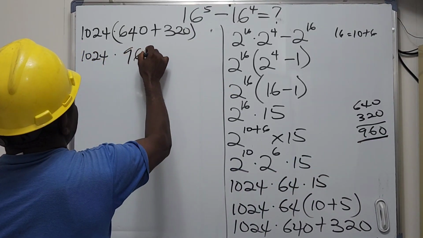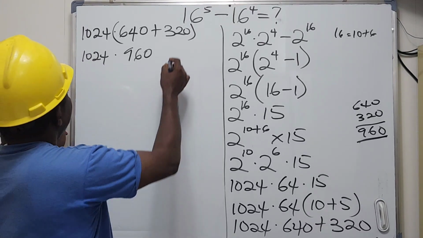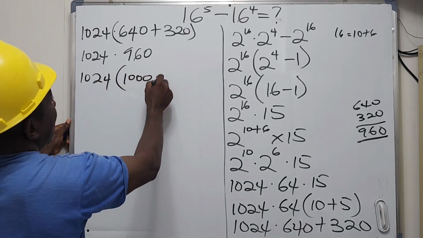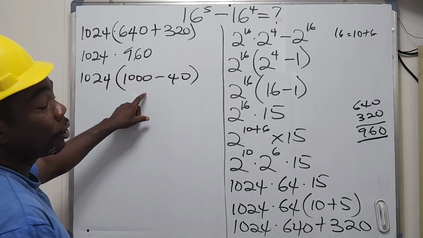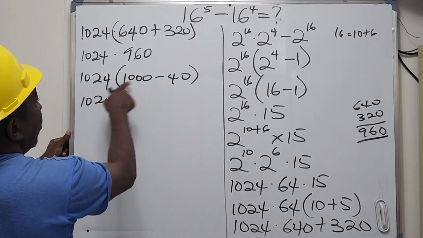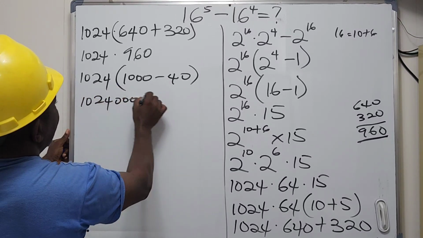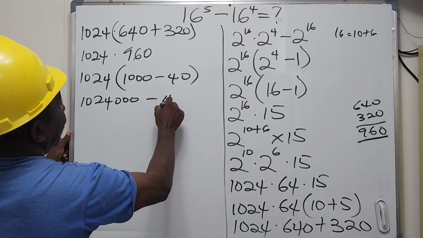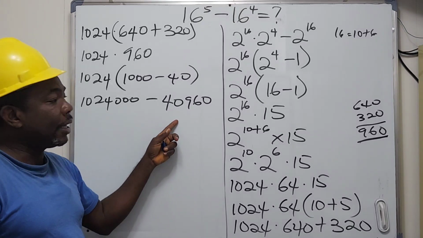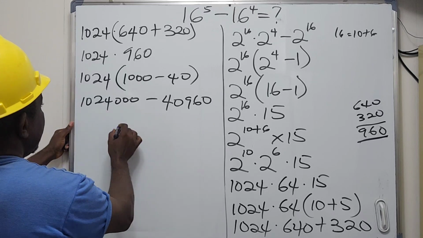So we have 960. 960 can be written as 1000 minus 40. So here we have 1024 then into 1000 minus 40. So we can multiply out this parenthesis. This will give us 1024 multiplied by 1000, which gives 1,024,000. Then multiplying 1024 by 40, we are going to have minus 40,960. So when we subtract 40,960 from this, it is going to give us simple arithmetic.